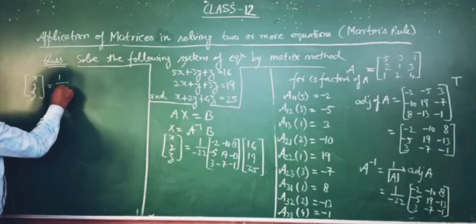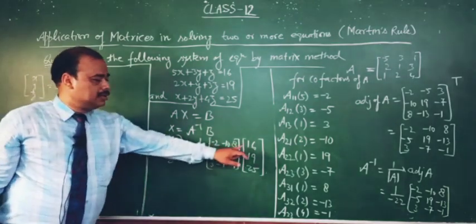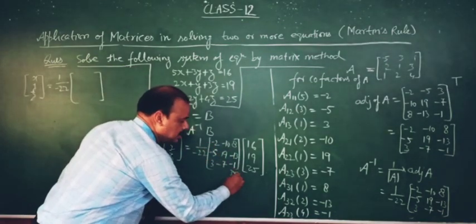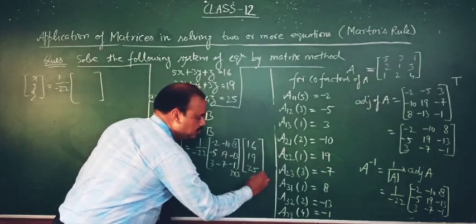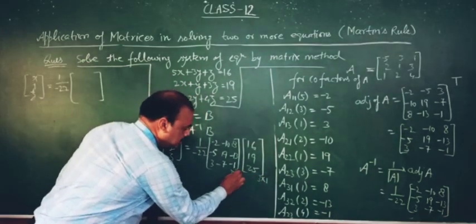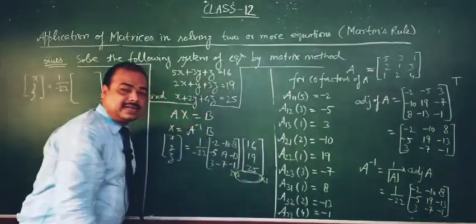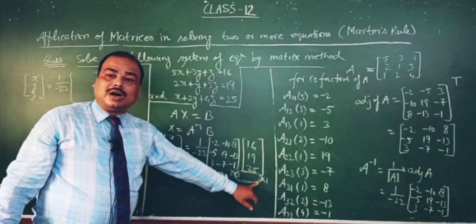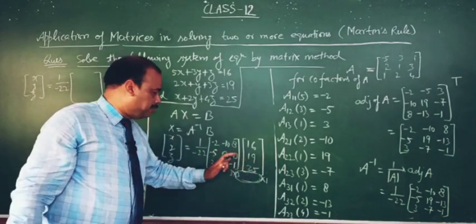Now for finding the values of X, Y, Z, which is a column matrix, first of all we have to multiply these two matrices. This is a matrix of order 3 by 3 and B is a matrix of order 3 by 1. The number of columns of the first matrix is equal to the number of rows of the second matrix. So matrix multiplication will be possible.